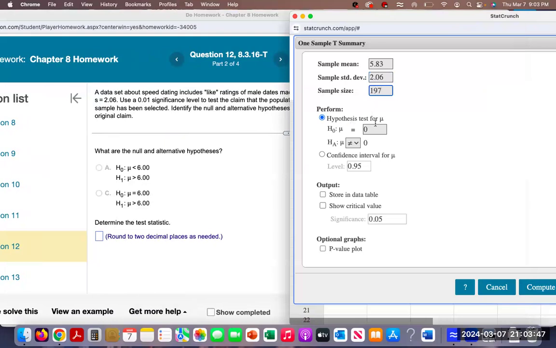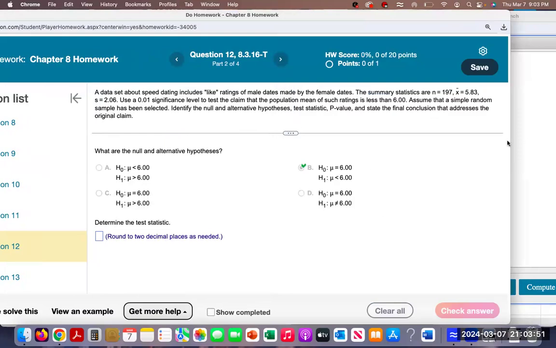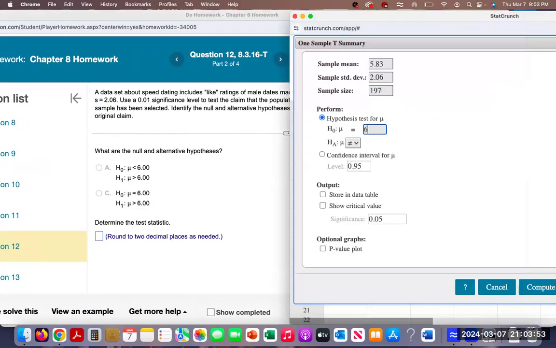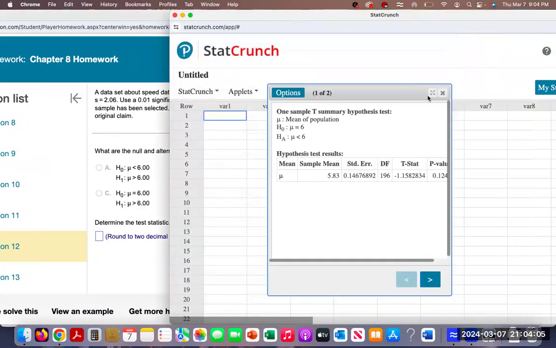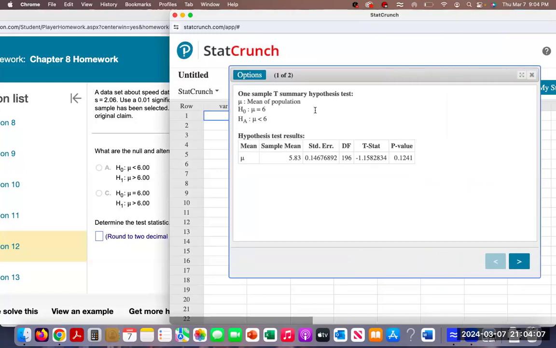We're doing a hypothesis test for the mean. So the null says the mean is equal to 6, and the alternate is that the mean is less than 6. From there, we can also choose to see the graph, the p-value plot. We're going to compute. We did a one sample t-test.